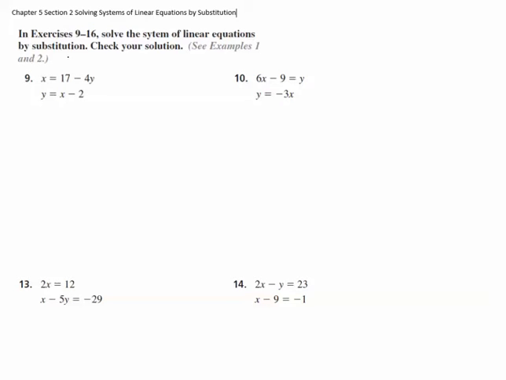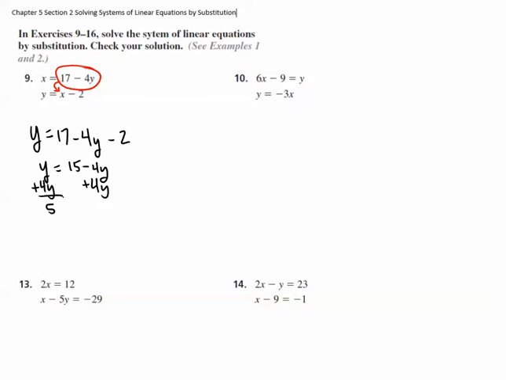So if we were to take this definition of x and replace it in the second equation, we would end up with an equation that looks like y is equal to 17 minus 4y and then minus 2. Simplifying first, combining like terms, we'd get 15 minus 4y. Then all we have to do is collect our y's on the same side, and we get 5y is equal to 15, or y is equal to 3.